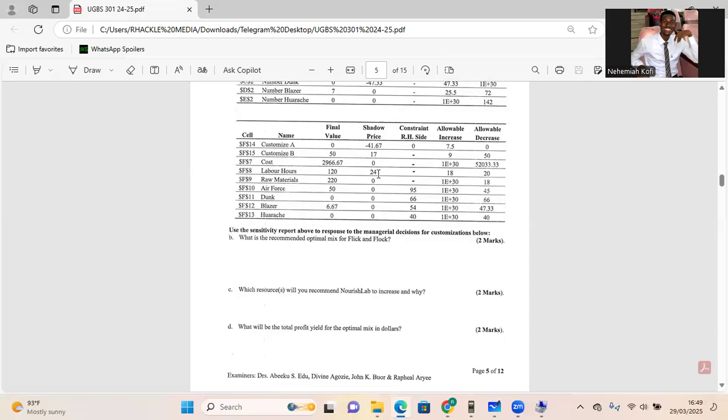What this basically means is that whenever they increase labor hours by 1 hour, they are going to get $24 profit. And whenever they increase customize B by 1 unit, they are going to get what?